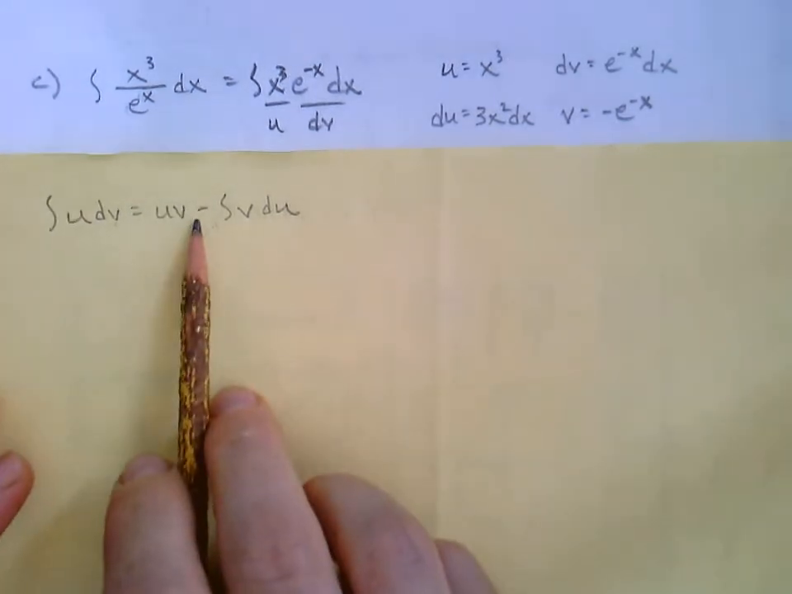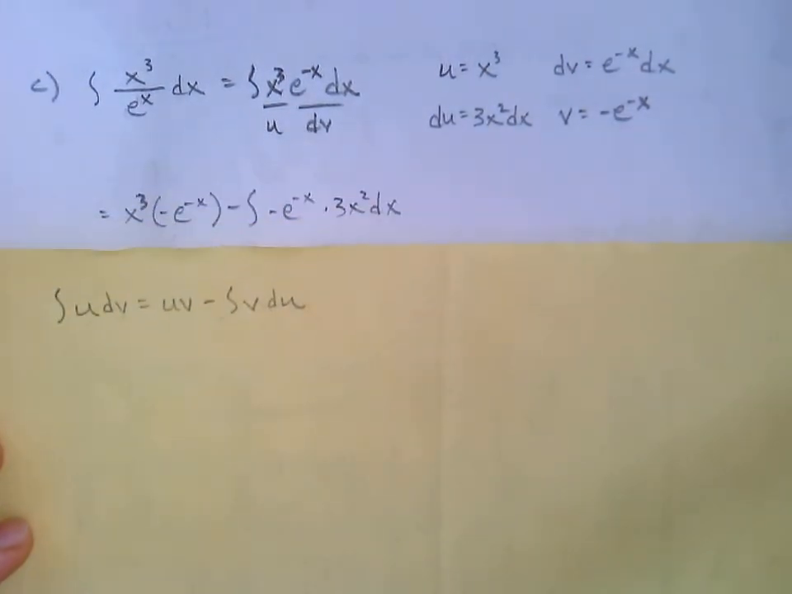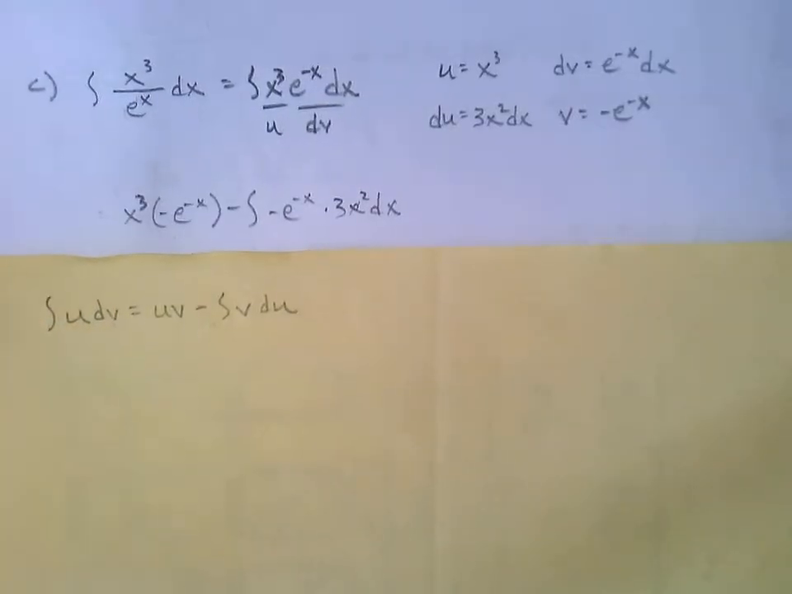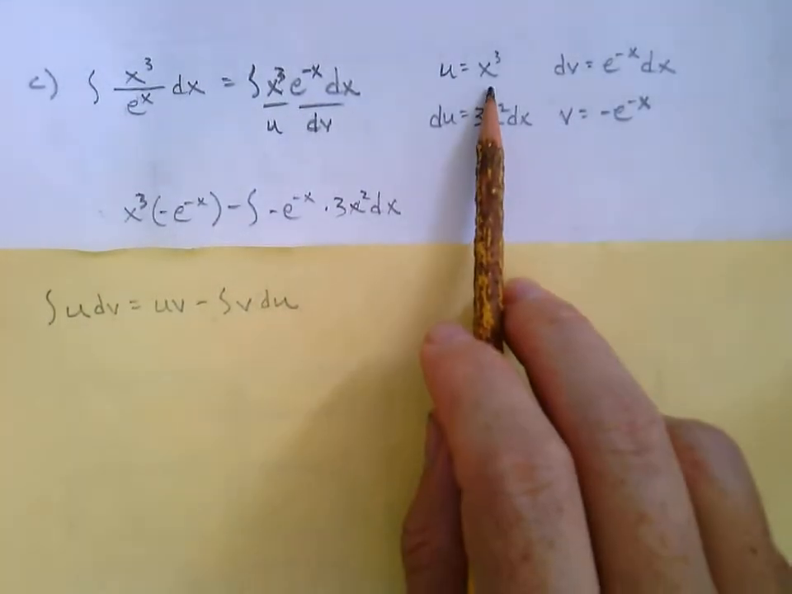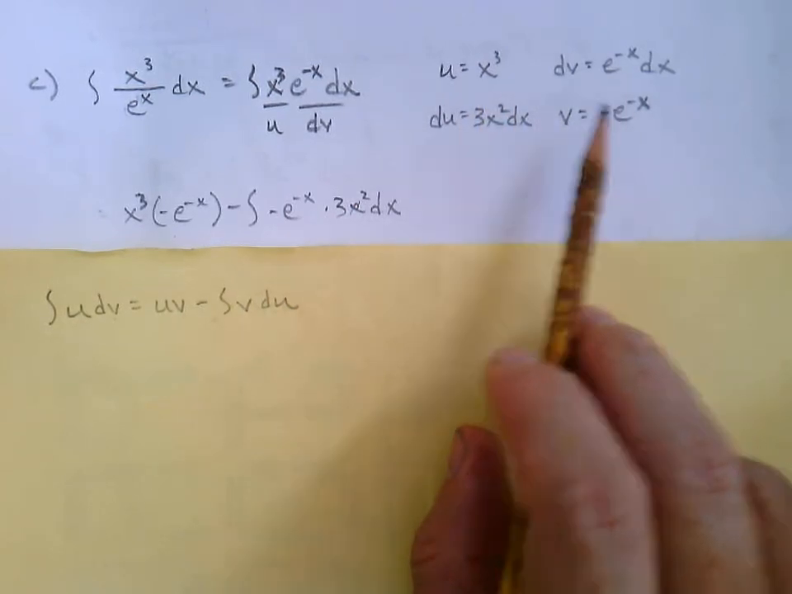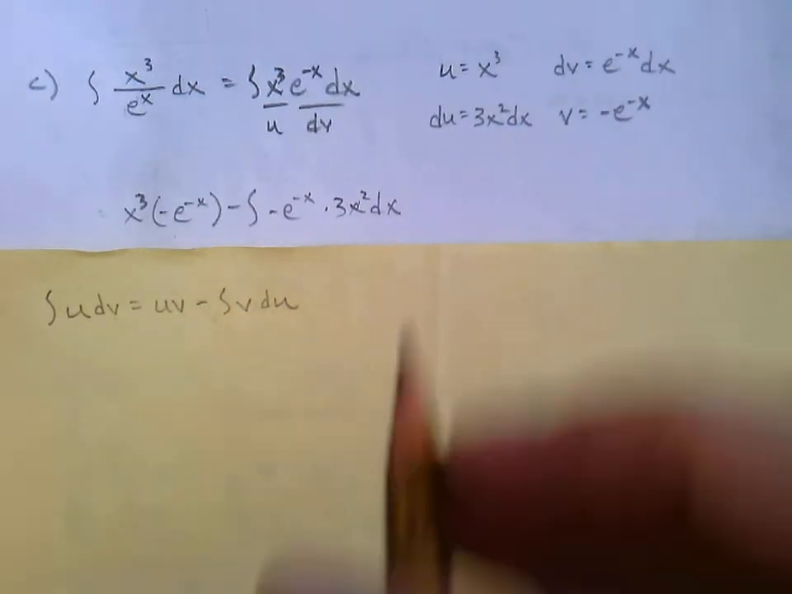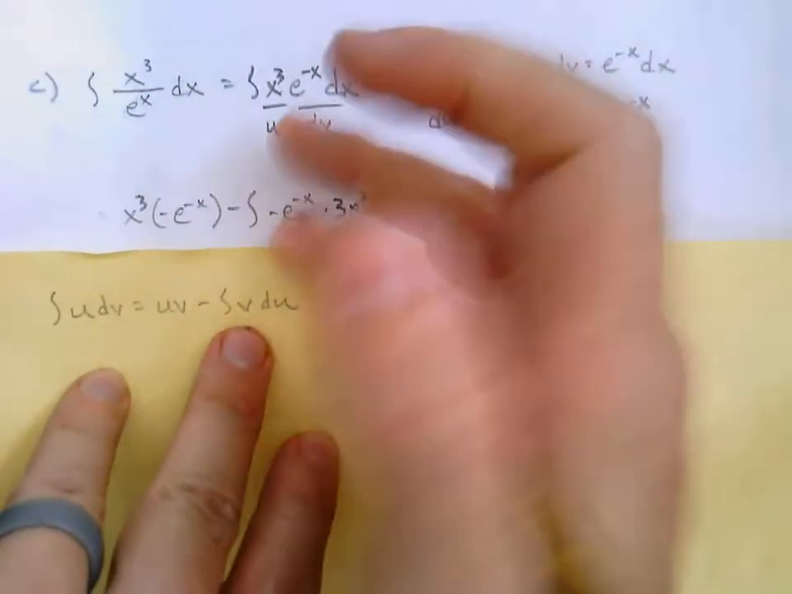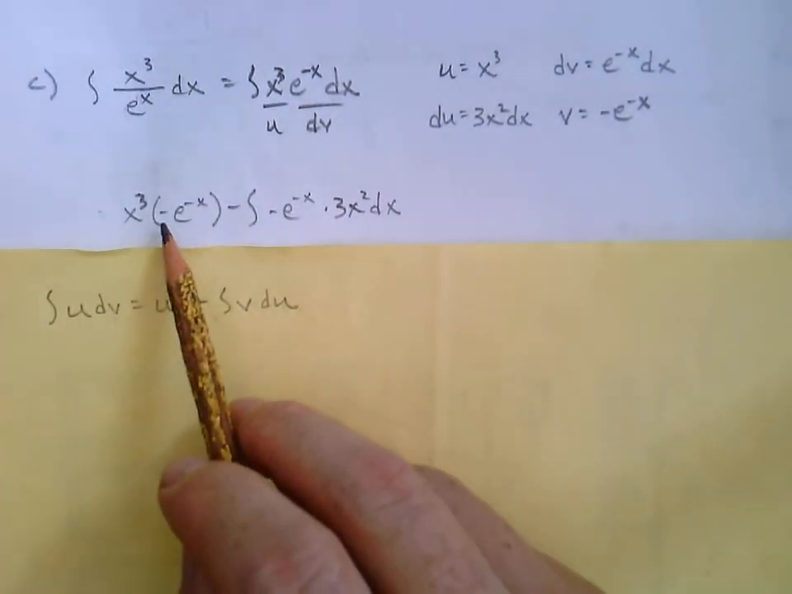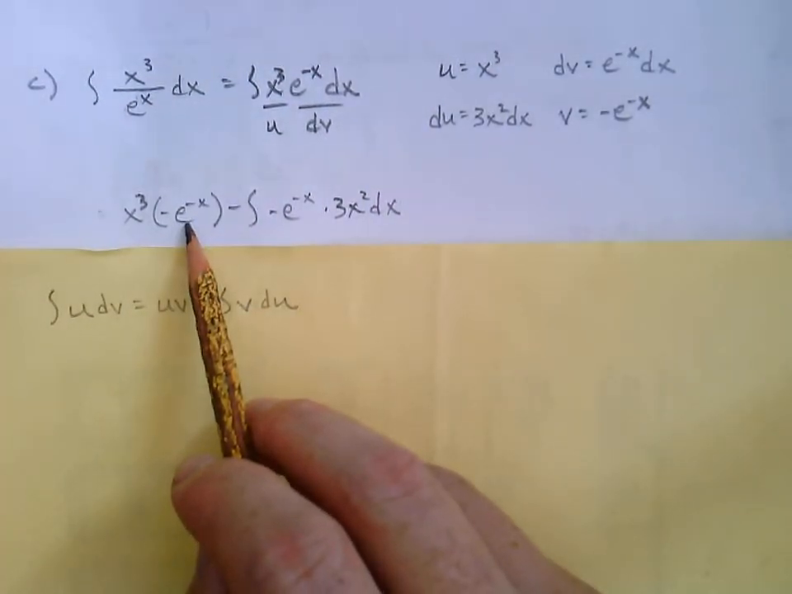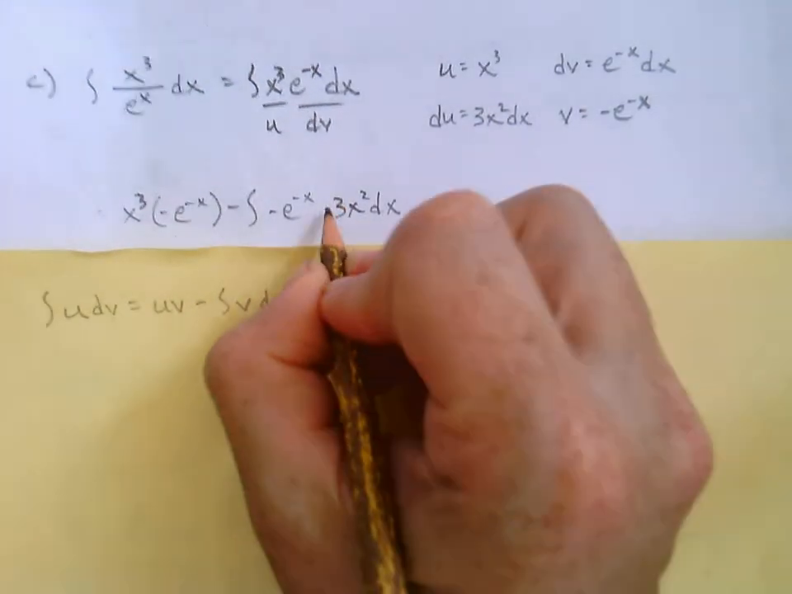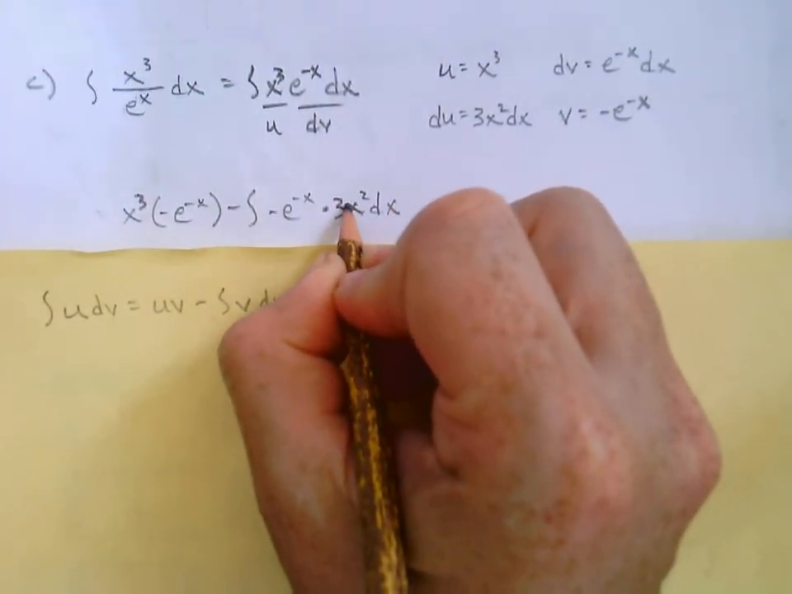So let's write out the right-hand side. We've got uv minus integral v du. x to the third times negative e to the negative x, minus integral negative e to the negative x again times 3x squared dx.